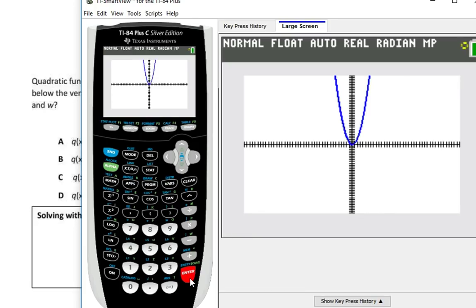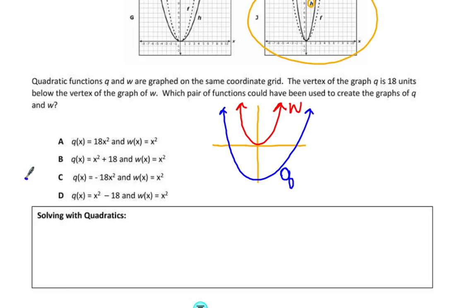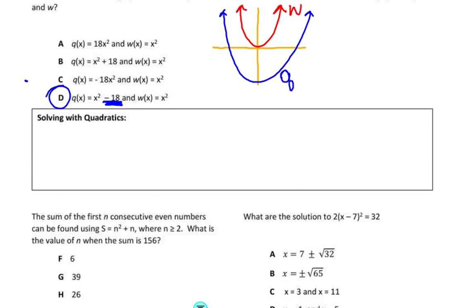All right, and take a look there. If I took the time to really figure out where those vertexes are, my guess is that is 18 units below. So he is going to be my answer choice there. Now remember, if you can remember some of those properties, that number does shift our graph up and down. All right, so again, plug them into your calculator and go compare. That is going to be your best bet.